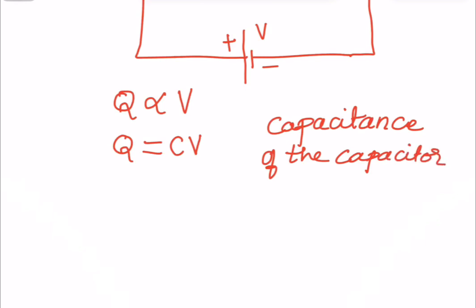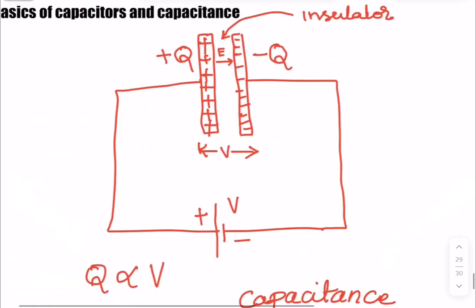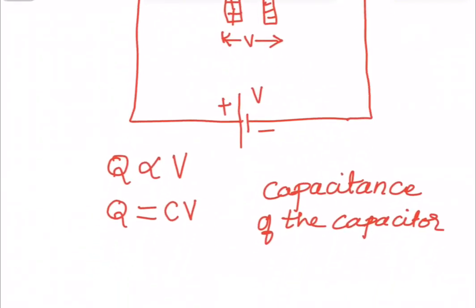So the charge developed on the capacitor is directly proportional to the EMF of the cell, or the potential difference between the two metal plates. Hence Q is proportional to V. If you want to equate it, Q is equal to CV, where C is the constant of proportionality called the capacitance of the capacitor.